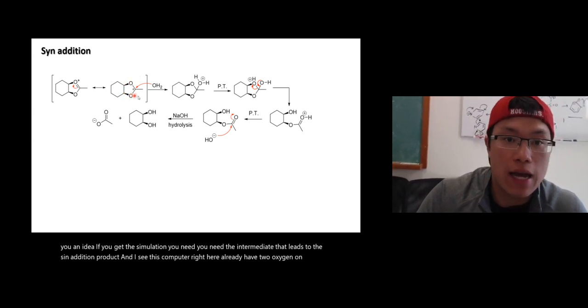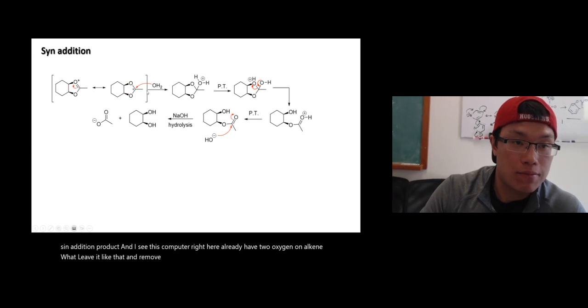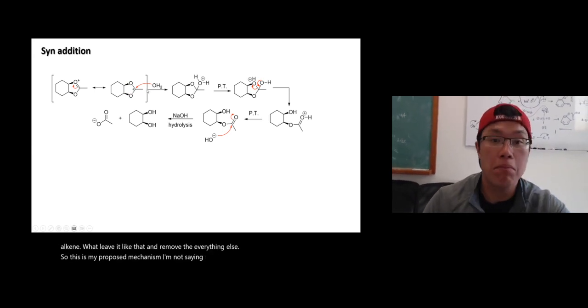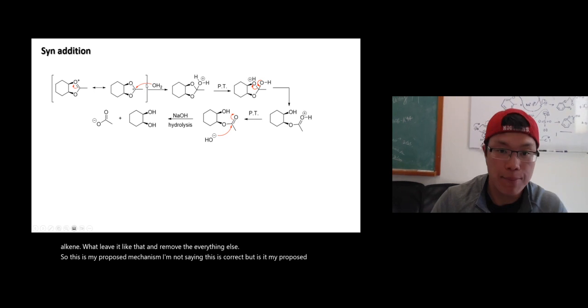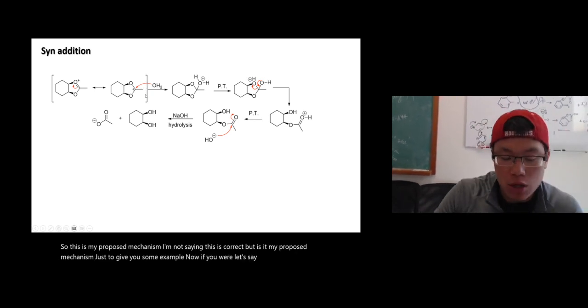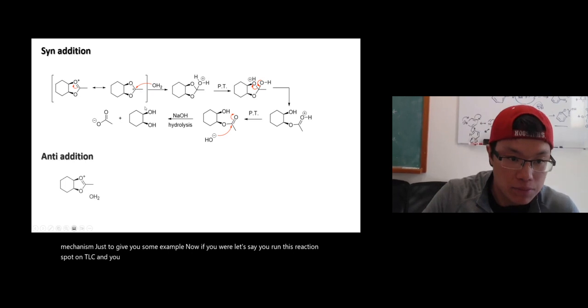Well, leave it like that and remove everything else. Okay, so this is my proposed mechanism. I'm not saying this is correct, but this is my proposed mechanism, just to give you some example. Now, let's say you run this reaction, spot on TLC, and you see anti-addition. What are you gonna do?